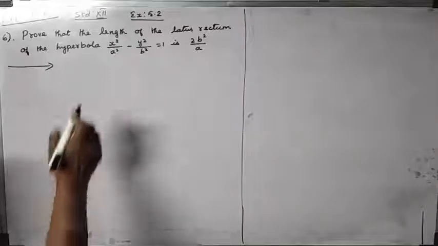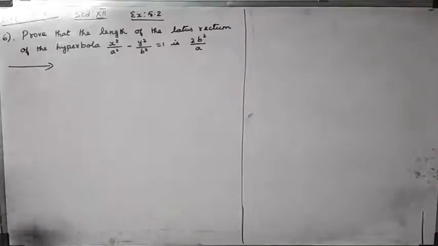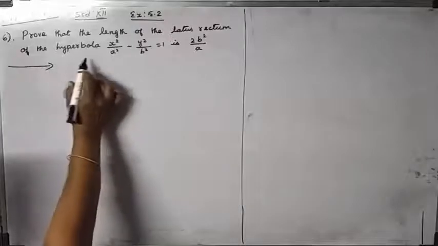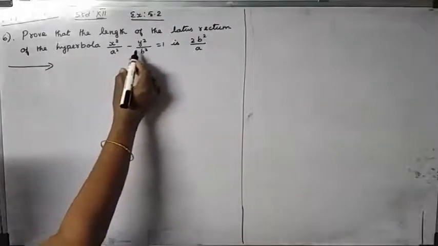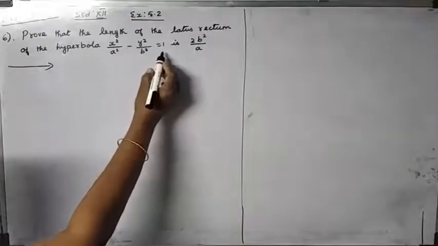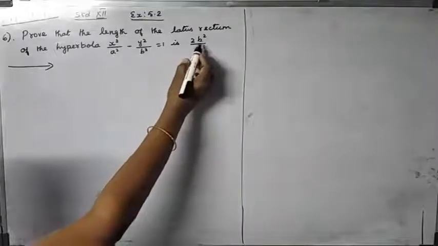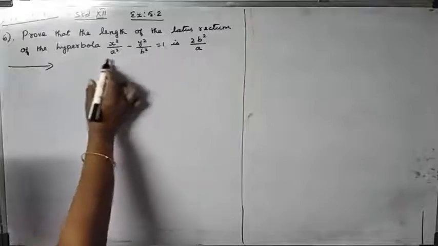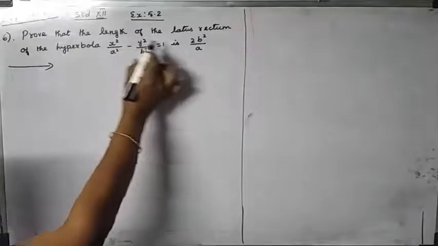Today let us see exercise 5.2, sixth problem. It is to prove that the length of the latus rectum of the hyperbola x square by a square minus y square by b square is equal to 1 is 2b square by a. Now let us draw the hyperbola at first. The equation is given here.